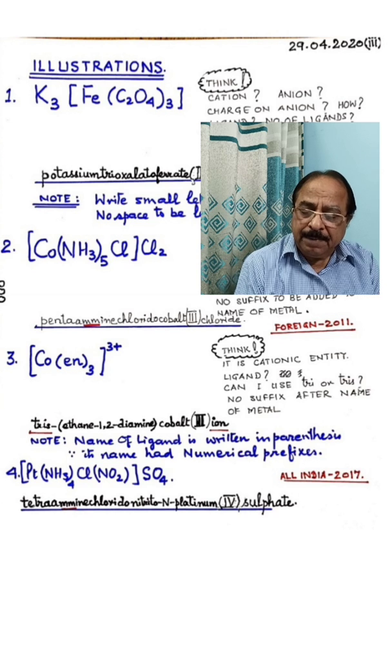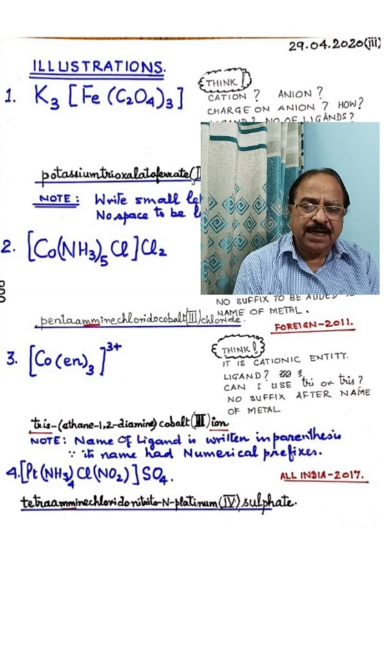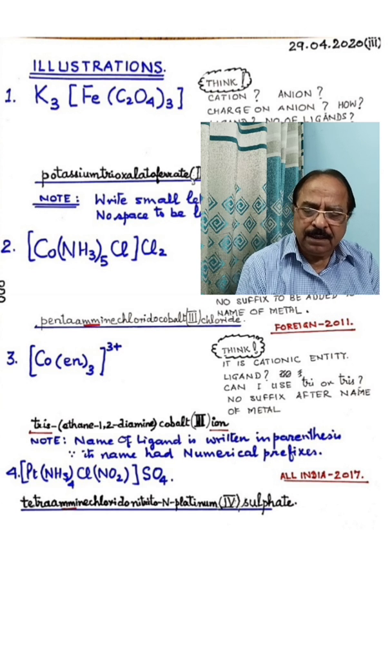So tetraammine, look at the spellings. There is a double M. Tetraammine, chlorido, nitrito-N. Now why am I writing nitrito-N? Because it is clear that the nitro ligand is attached to the metal atom through nitrogen. So I have written nitrito-N. Then the name of the metal atom as such, platinum, and then its oxidation state 4, and then sulfate. So the total name becomes tetraammine chlorido nitrito-N platinum(IV) sulfate.